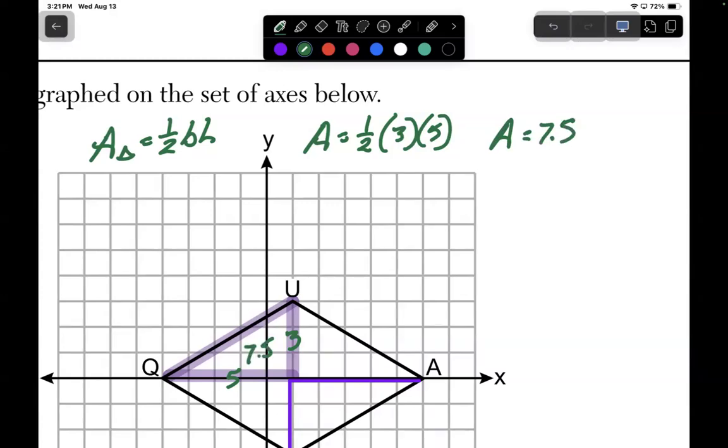So this triangle is 7.5, this triangle is 7.5, this triangle is 7.5, and this triangle is 7.5. What is the total area? 30.